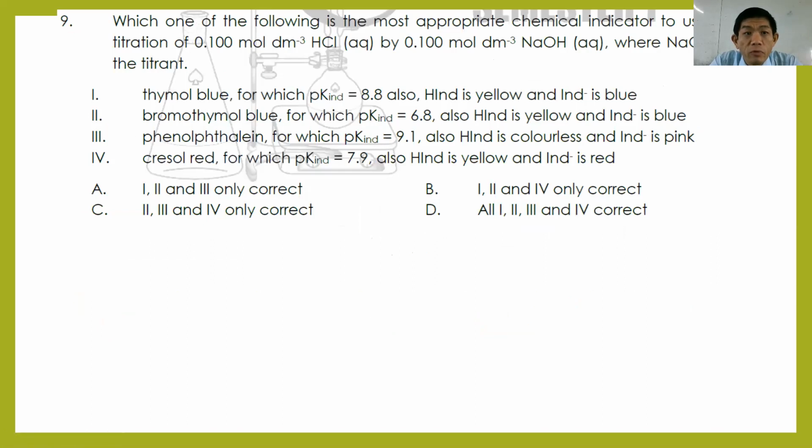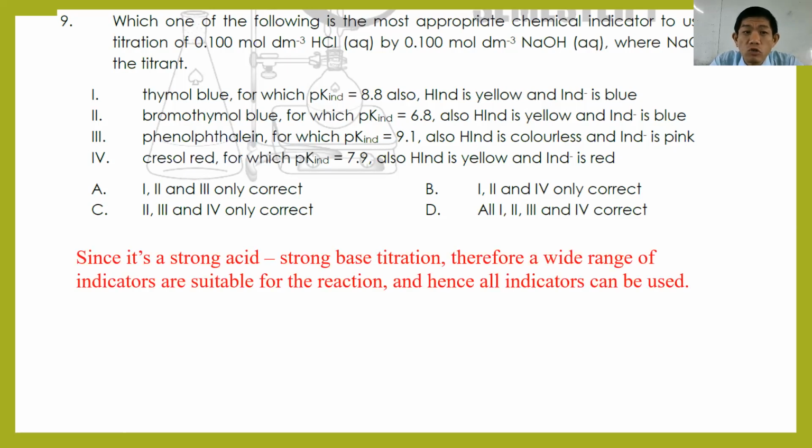And then we go to number 9. Which one of the following is the most appropriate chemical indicator to use for the titration of 0.100 M HCl and 0.100 M NaOH, where NaOH is the titrant in here? Because this is a strong acid, strong base titration with an equal number of moles, the effective pH range for the indicator is actually quite large, because the endpoint jump is also quite large. So what are the suitable indicators? You can use thymol blue, you can also use bromothymol blue, you can use phenolphthalein, and you can also use cresol red in this case. All of these indicators are accepted to be used as the indicator.